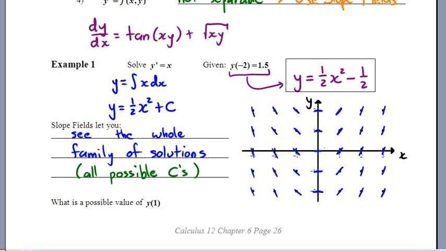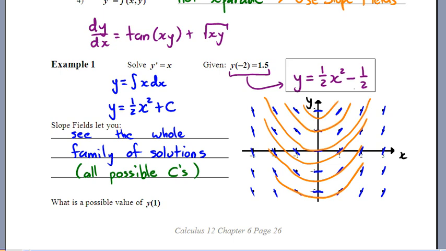And if you look, this little picture is saying, yeah, if you just follow the little blue weather vanes, it goes kind of like this. Just use them as a little guide for which way the answer goes. But it could be that answer, or maybe this one, or maybe this one. All of these follow those little weather vanes. So those little blue arrows say, yeah, the answer family has to go like this.